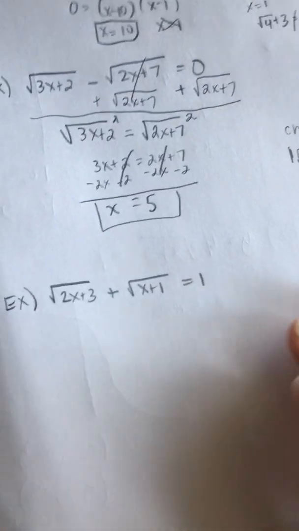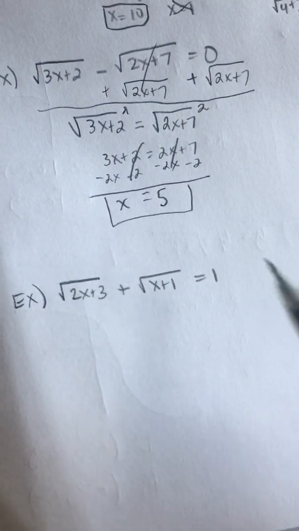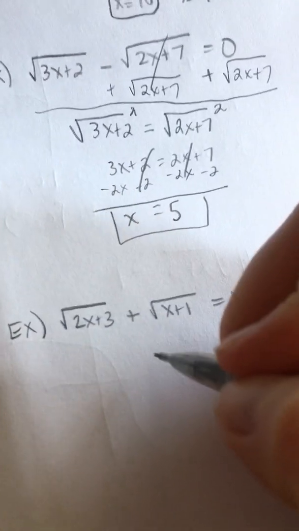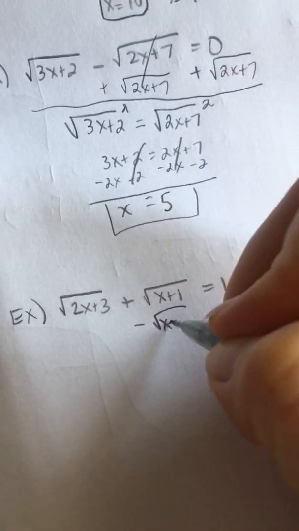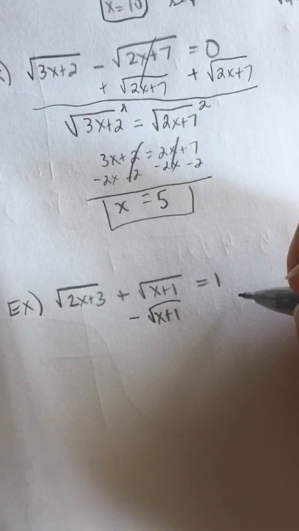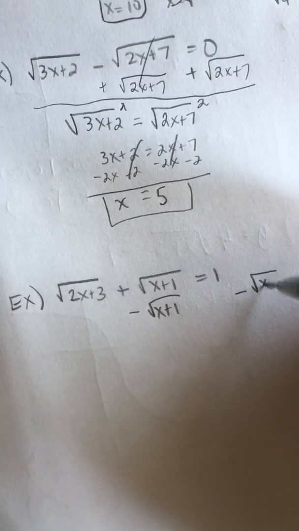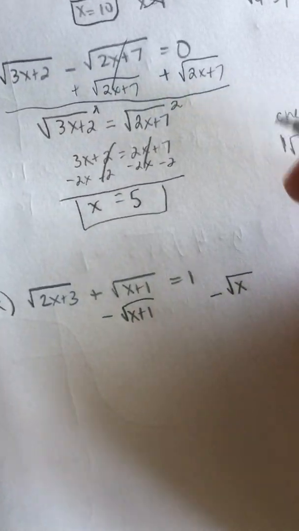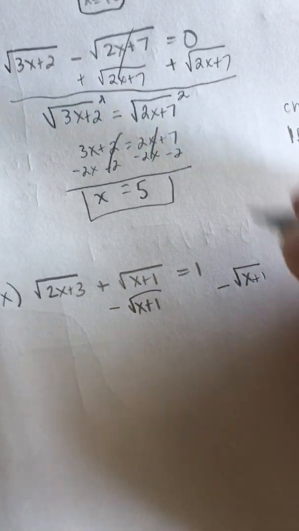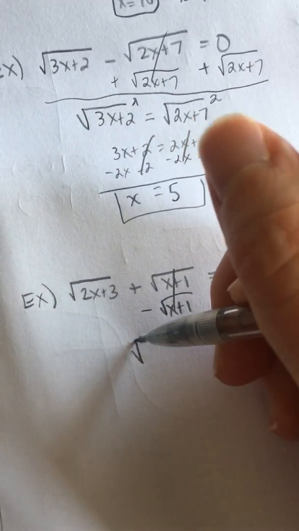Next example, 2 roots in the problem, but this isn't a 0. There's a 1. So when I go to move this over, this is a lot. And I'm not changing any signs underneath. I'm just moving the root x plus 1 by subtracting it over. There's a lot more work we're going to have to do here in this one, and you'll see.